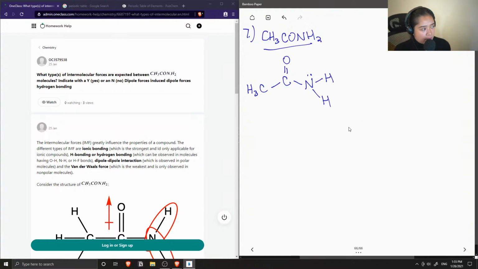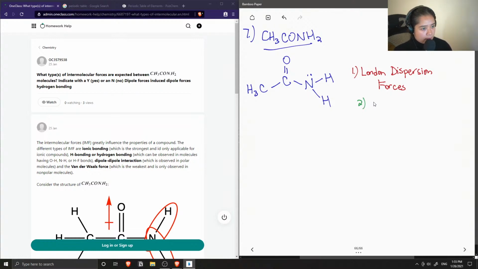And they want to know what types of intermolecular forces are exerted between these molecules. So first, every covalent bonded molecule will always have London dispersion forces. So these are temporary dipoles that are formed within the molecule.